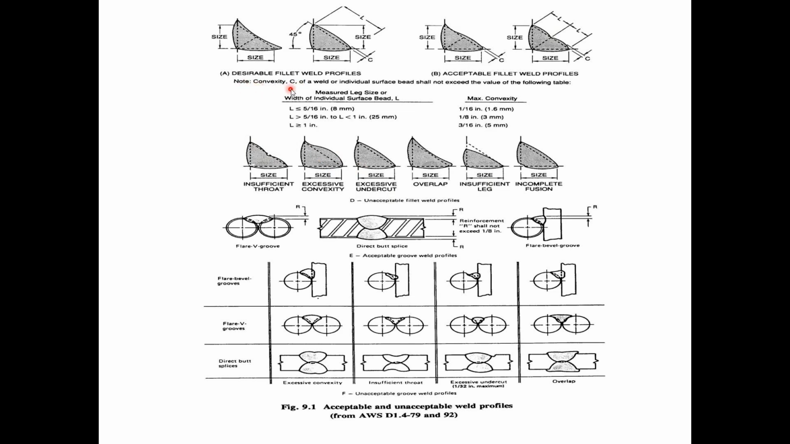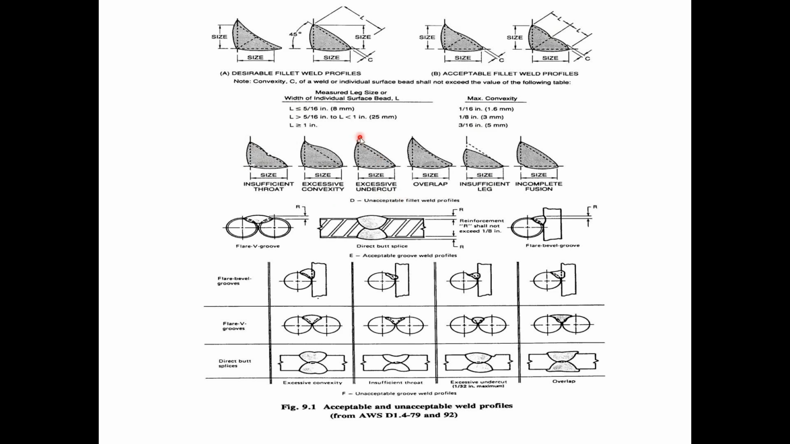So up here it says note, convexity C, so that's this dimension, of a weld or individual surface bead shall not exceed the value of the following table. So depending on whatever these lengths are, these are the limits on the convexity. So this one, the issue is that convexity of that weld has exceeded whatever that limit was. This third one, excessive undercut.